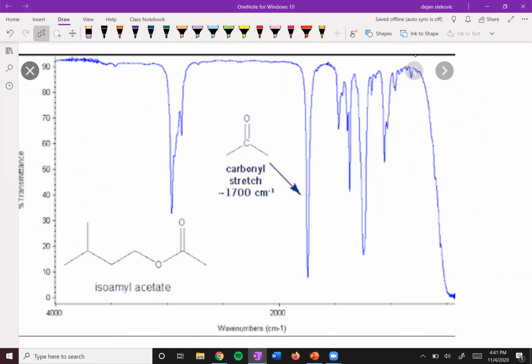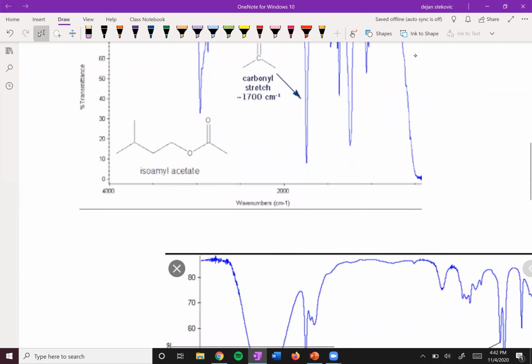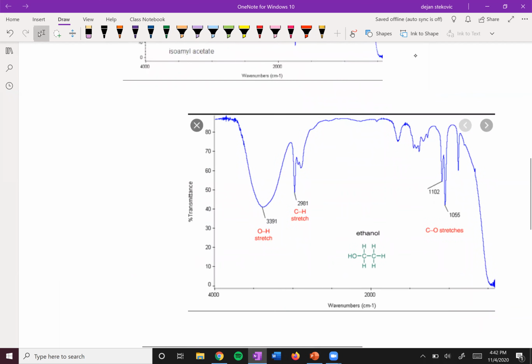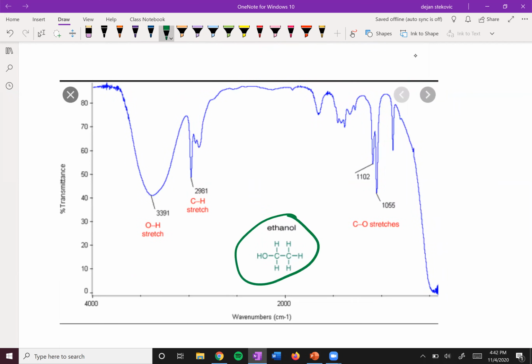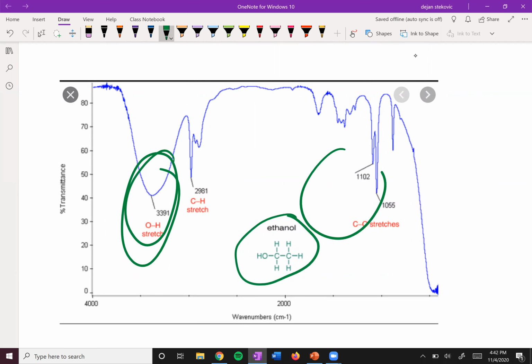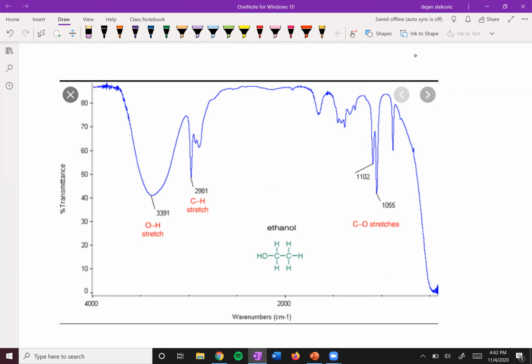Next up on our pictures, we have isoamyl acetate. This is actually what gives like banana smells. But again, you can see right around 1700, we have this very sharp, strong peak right there. And to just compare it to something that doesn't have this peak, right, we have ethanol right here. It has this big OH stretch. And then you'll notice there's no very strong peak right there because it does not have a carbonyl.